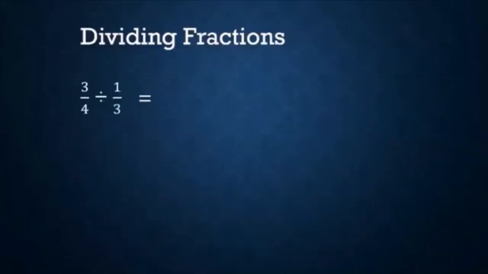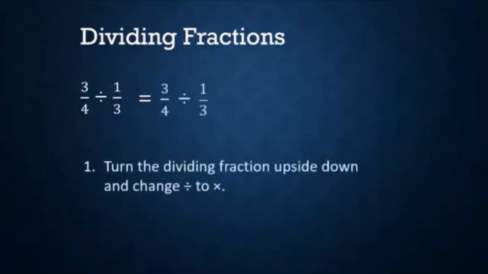Now let's learn about dividing fractions. For example, 3 by 4 divided by 1 by 3. First we'll have to turn the dividing fraction upside down and then change the division sign into a multiplication sign. When we turn the dividing fraction upside down, this is called getting the reciprocal of a fraction.